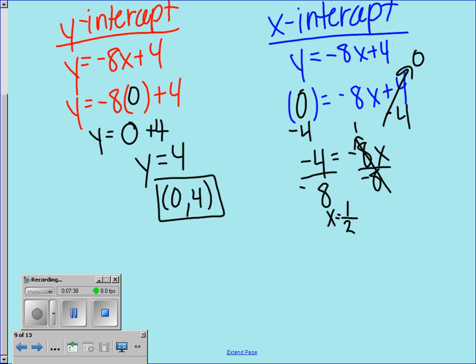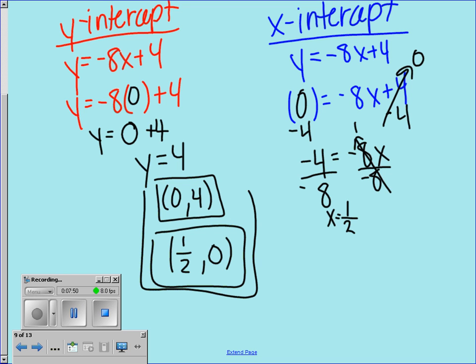Am I looking for x? I'm looking for the intercept, the point. X is part of that, but we also have to make sure that we have y. So my two intercepts are (0, 4) and (1/2, 0).